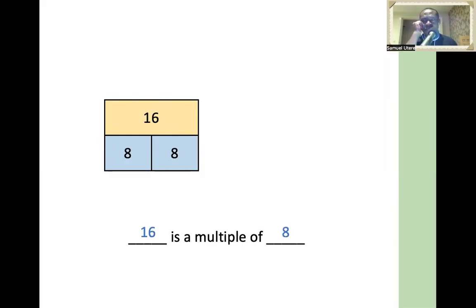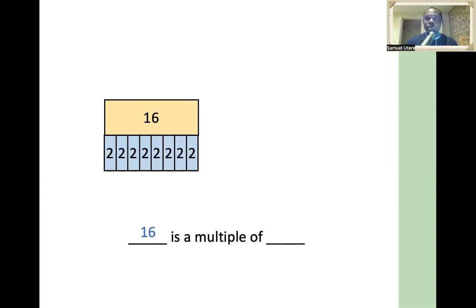So you may be wondering, what's going on here? What have we noticed? Well, we're noticing that the number that we say is a multiple of another number is actually in the times table of that number. Regardless of how much we change this, it looks like 4 times another number will give us 16. So 16 is a multiple of 4 because 16 is in the 4 times table.